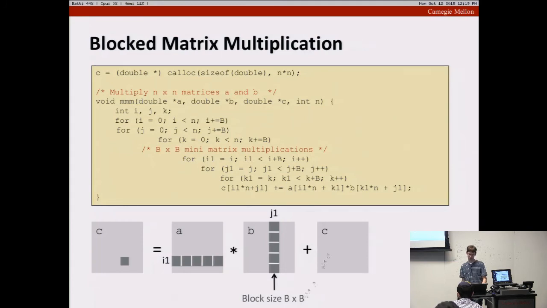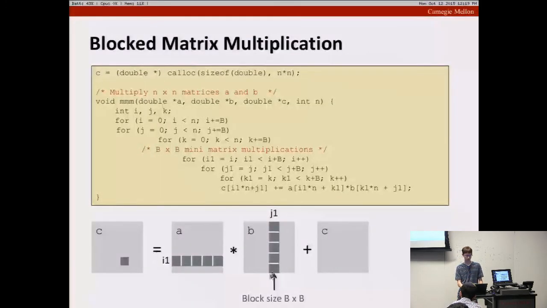Actually, I'm not sure what this plus C is doing here. Is that right? Because that's what we're calculating. I don't think this is supposed to be here. Unless someone else sees why. So C is what we're trying to calculate. We're trying to calculate C as the product of A and B. Yeah, so probably just empty.